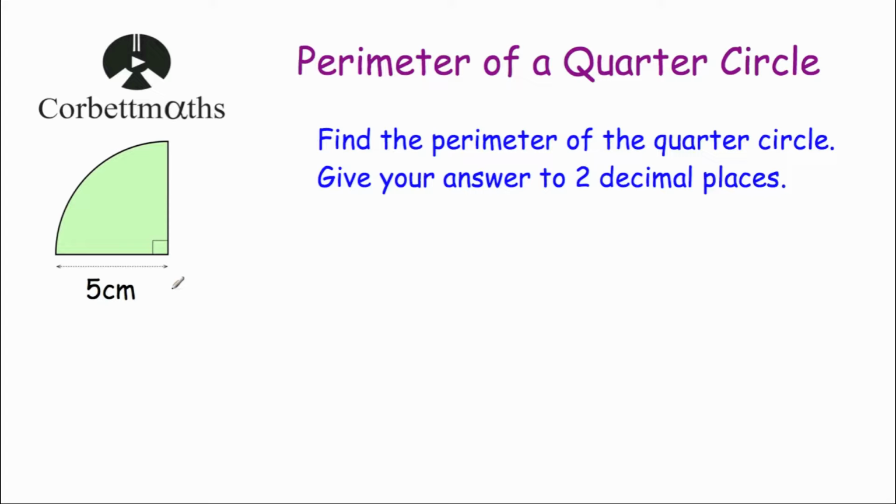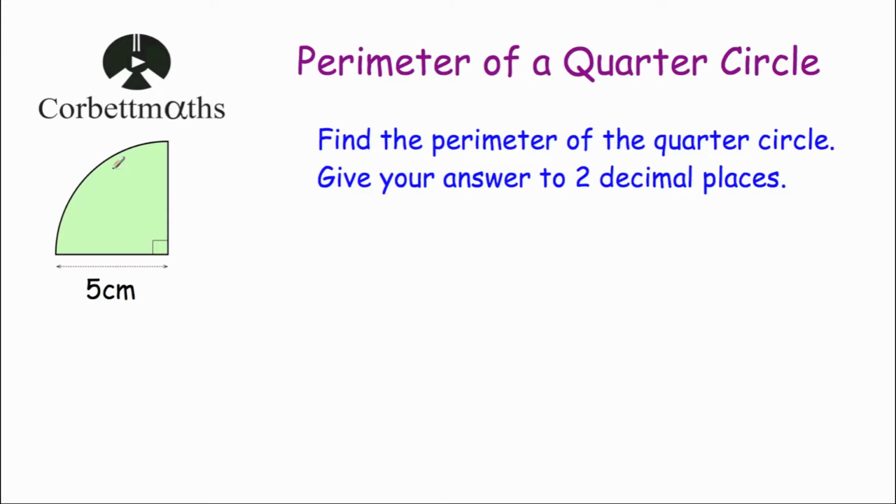In this video we're going to look at how to find the perimeter of a quarter circle. So here we've got a quarter circle and we've got the radius and another radius, a 90-degree angle between them and the arc joining them, and we're told that the distance from the centre of the circle to the edge, the radius, is 5 centimetres. And we've been asked to find the perimeter of this quarter circle, and we're going to give our answer to 2 decimal places.